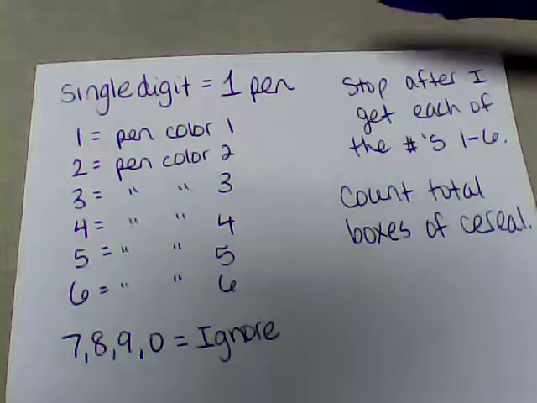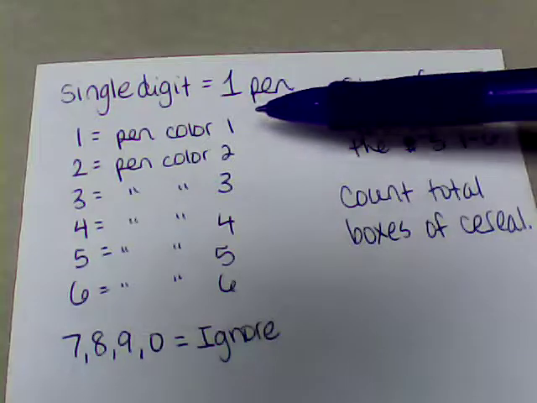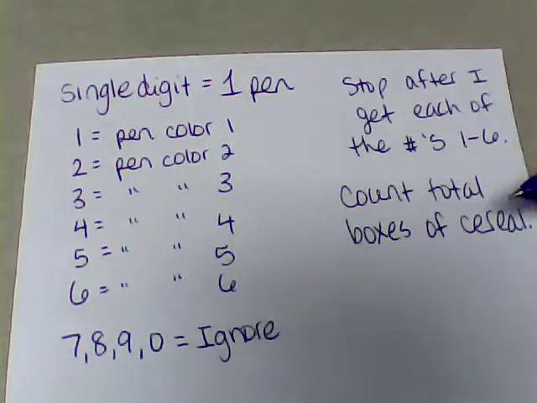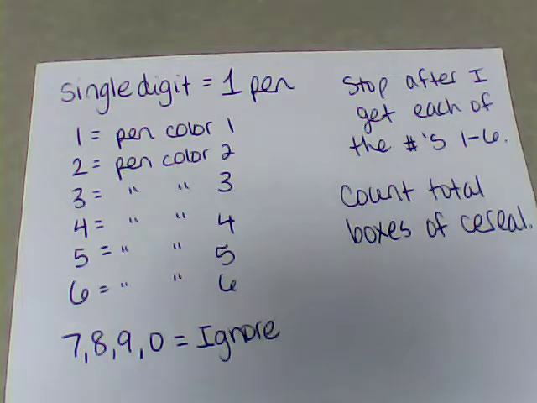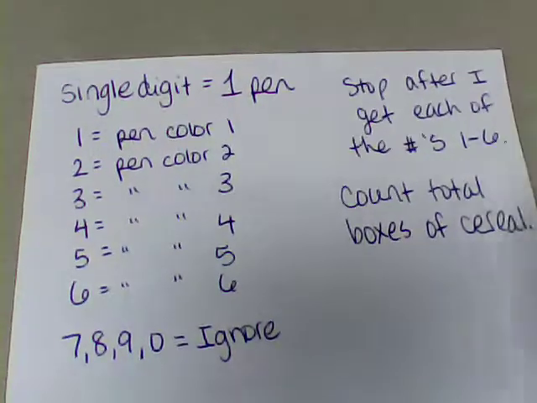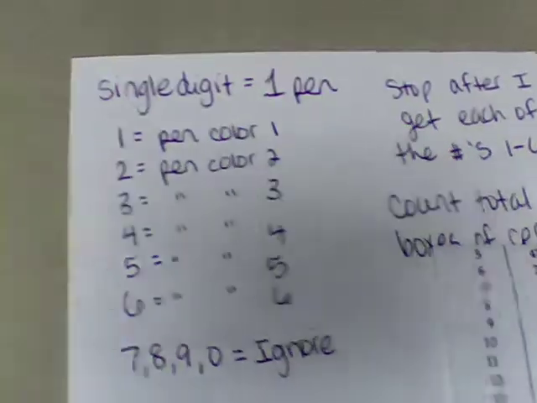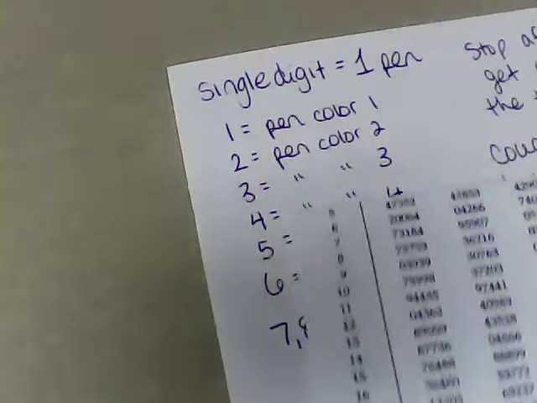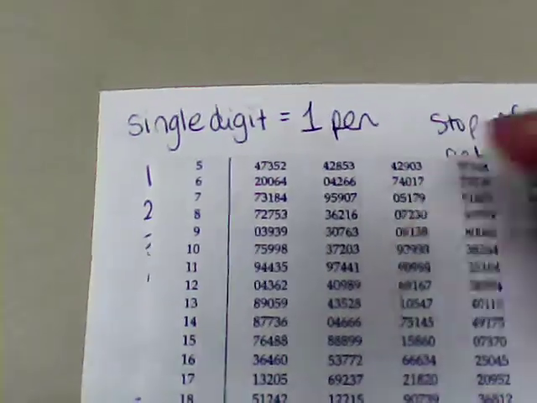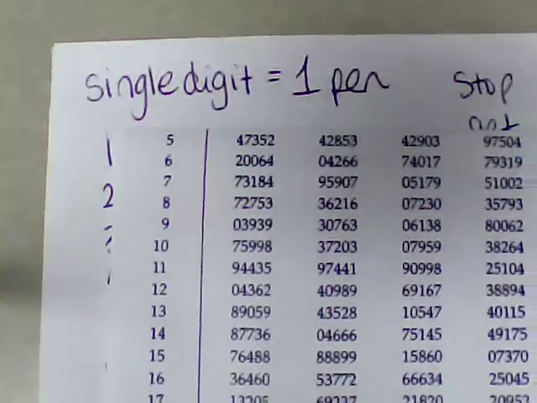Okay, so I've got what numbers I need to look at, what they all represent, ignore some, when do I stop, what do I keep track of? It's time to just try the trials. So I'm going to use this random number table, the same one I used yesterday, but I'm going to jump down to row 5 because I can see that pretty well.